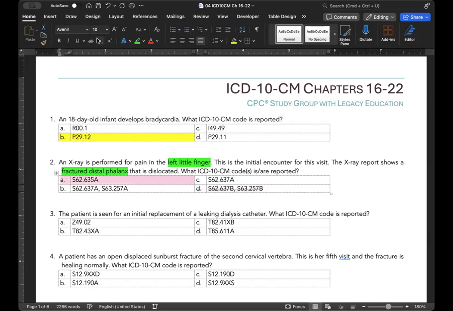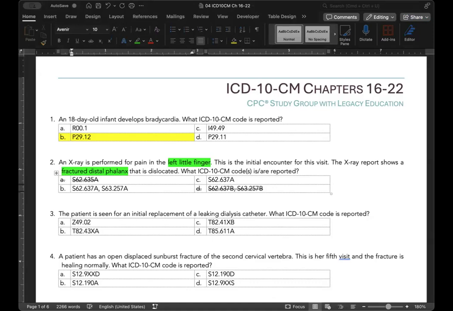And then we know it's going to be the 637. And then, like I said, we can code only the fracture, and that fracture is going to include the dislocation. So we should not report the dislocation separately. Does that make sense to everybody? Any questions on that? I want to make sure that you guys understand. Yes, it does make sense. I just am wondering, is there a guideline that can be highlighted in our book that goes over that?